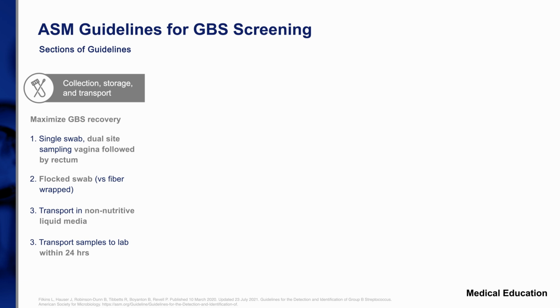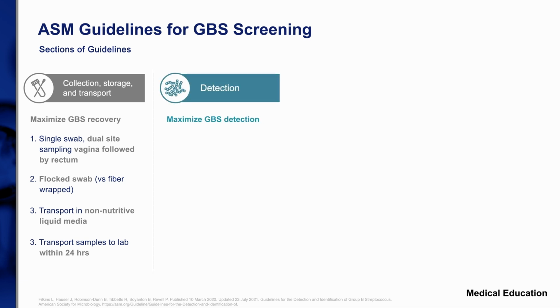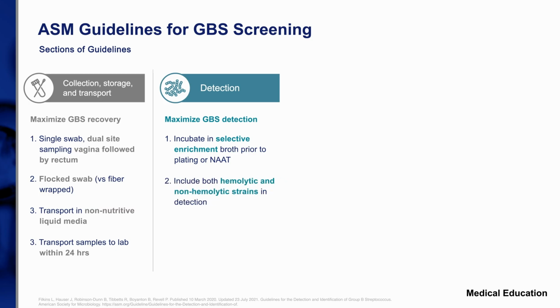And in order, once that arrives in the lab, to maximize group B strep detection, we're going to incubate that in a selective enrichment broth prior to plating or doing a molecular test. And this will include both hemolytic and non-hemolytic strains in detection. It's important that your system needs to be able to detect both, and we'll talk more about what that means. And in urine, as we had discussed before, any GBS gets reported in any quantity in any trimester because GBS in the urine would, of course, indicate colonization, and colonization can always be the risk factor leading to spread to a neonate.